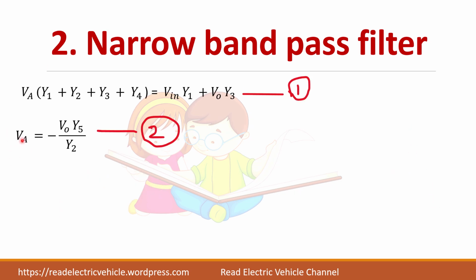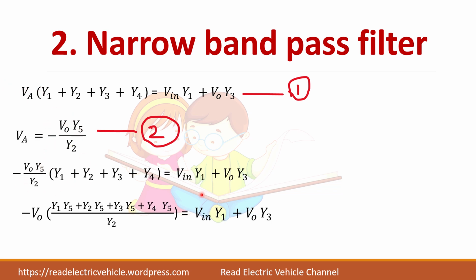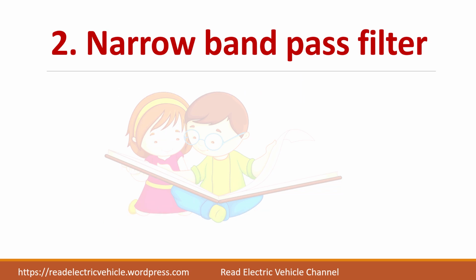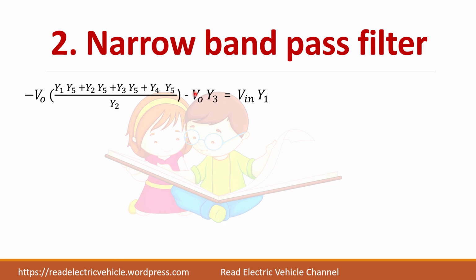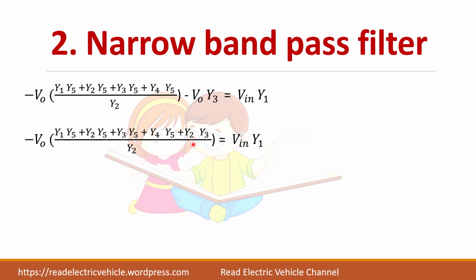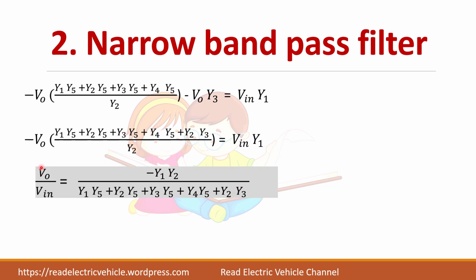We will substitute this VA in this equation and find the relation between output and input. So let me substitute this one in here. Just substitute here, simplify it. If you simplify, now in this equation we have one more V0 term. So let us take it out. So this Y2 Y3 gets multiplied and added to this one. So it is plus Y2 Y3 divided by Y2 into Vin. Now from this we can find V0 by Vin. So we got the equation for V0 by Vin.